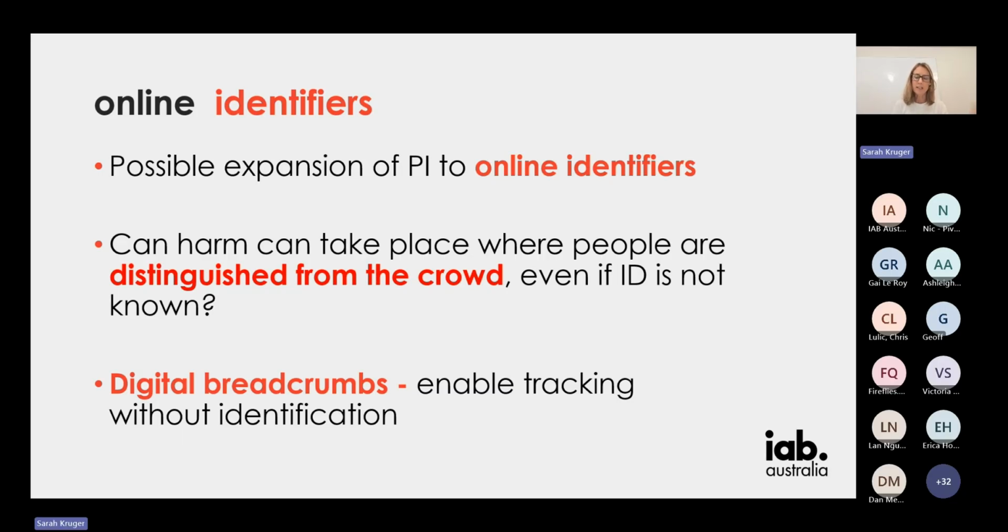So in other words, you'll see the second bullet point on the slide, can harm take place where people are distinguished from the crowd, is the phrase that is often used, even where their ID is not known. And other jurisdictions like California and Europe have taken the approach that the answer to that is yes. So the current assumption that you can't suffer harm if you can't be identified is being tested by the digital economy.